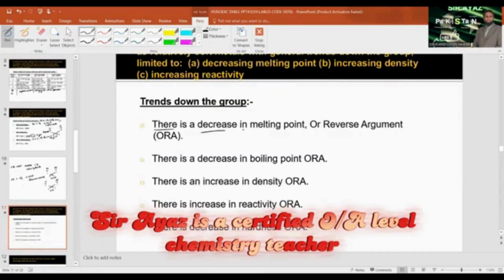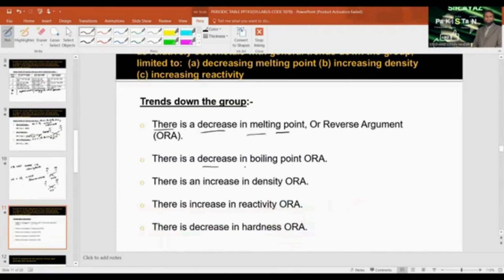Now let's talk about the trends down the group. There's a decrease in melting point. There's also a decrease in boiling point. What is ORA? ORA is or reverse argument. You can write the reverse argument. When you say reverse argument, it means we'll go up the group. So up the group, what's happening? Increase in melting point.